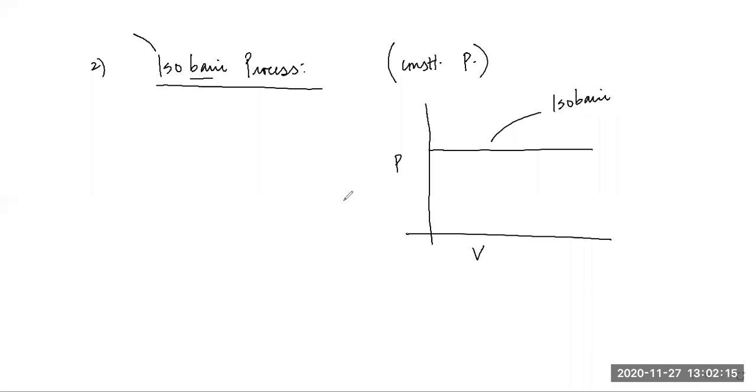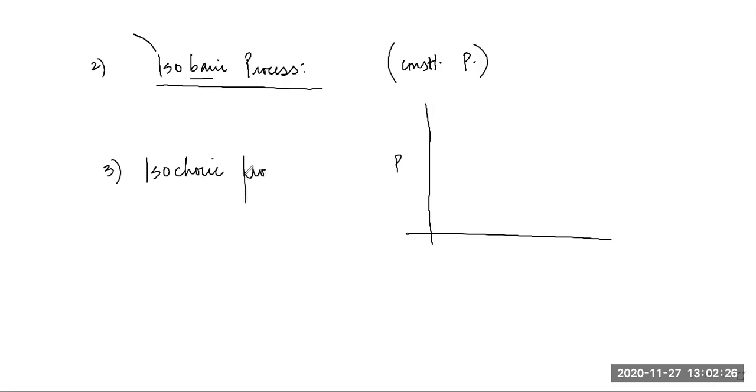And then, having defined isobaric process, students, now I go further to define the third one, isochoric process. Choric, yeah, I don't know the origin of this word. Isochoric process is basically a constant volume process. Constant volume process. Isochoric process.